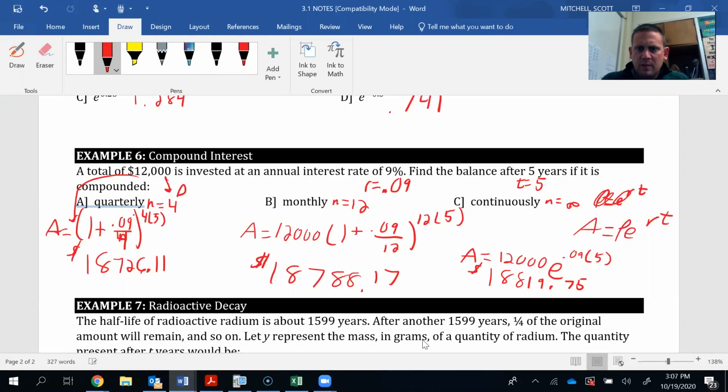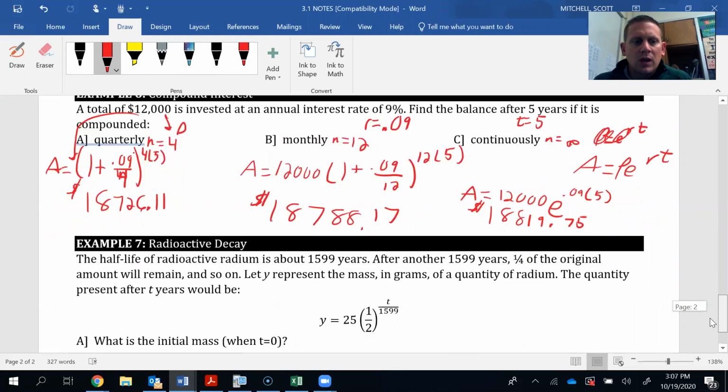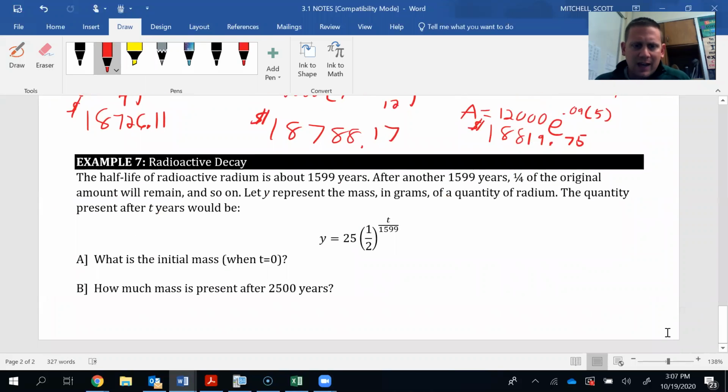Okay, so you can see compounding more often is going to give you more money. So you should tell your bank to compound as many times as they will. Not that you have much say in that matter, but it'd be nice if you had a little pull with that. So, all right, so we have radioactive decay.